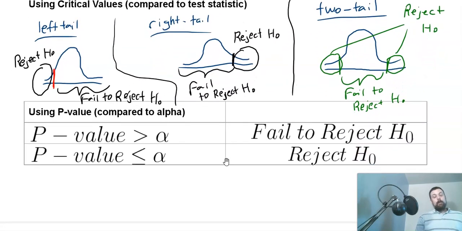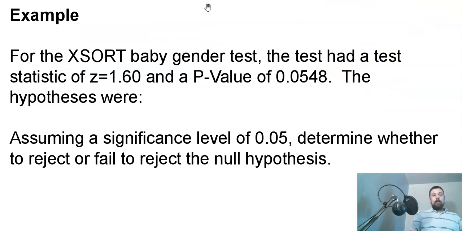If you want to use the p-value, and this is why they've made the move to the p-value, and I'll admit this is much more elegant, much simpler to state and to make a decision. If the p-value is greater than alpha, you fail to reject the null hypothesis. If the p-value is less than or equal to alpha, you reject the null hypothesis. So that's how you would make the decision using the p-value. All right, so let's practice doing that.